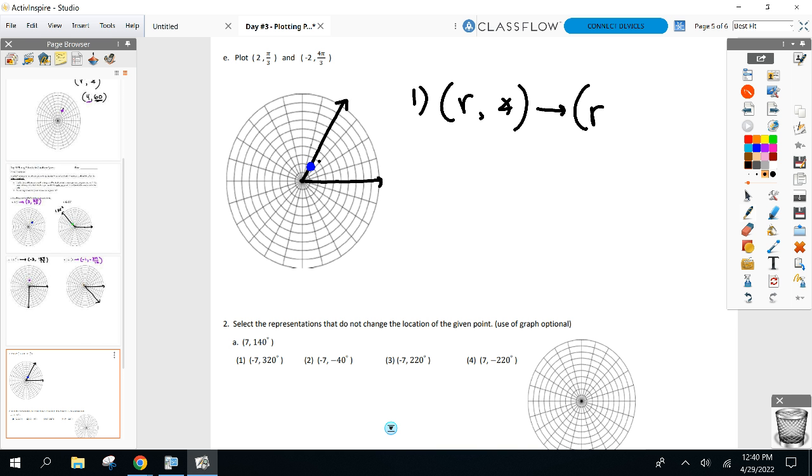Is that the only way I could go right here? I could also go this way. So I could add or subtract 360 to get to the same point. So I'm going to take my angle and add and subtract 360 from it to get another point that ends up in the same location.